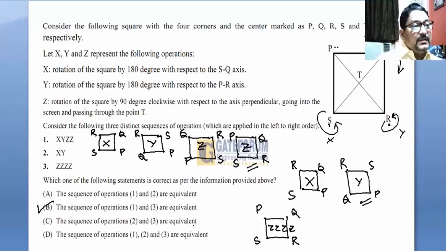Let us check what the others are. The sequence of operations 2 and 3 are equivalent. They can never be. 2 is this and 3 is the different one. And the sequence of operations 1, 2 and 3 are equivalent, which is obviously not so. So we got the correct answer.